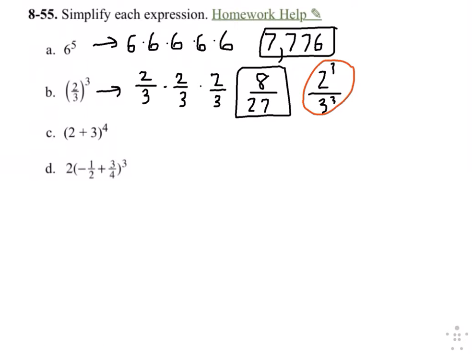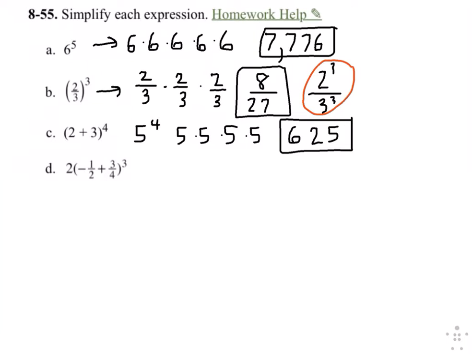So 8/27 is simplified. The next one, 2 plus 3 to the 4th, clearly we simplify that, right? And we get 5 to the 4th, right? So that means 5 times itself 4 times, right? 5 times 5 is 25, times 5 is 125, times 5 is 625 for C.